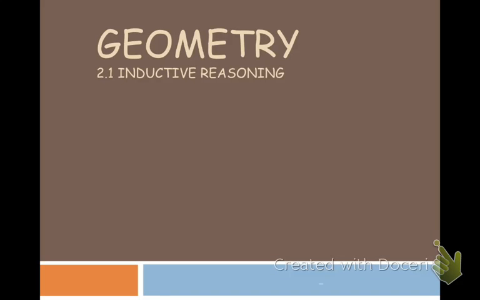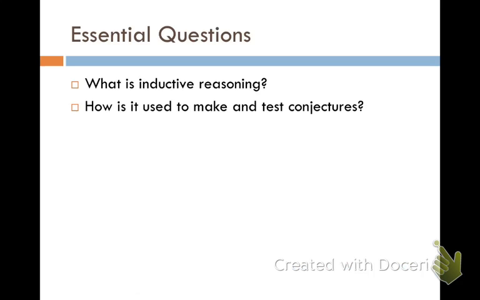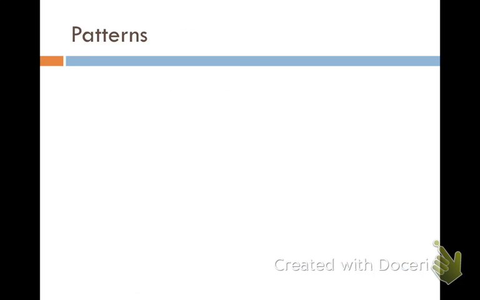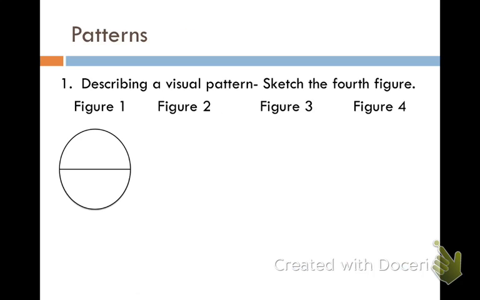This video is going to focus on inductive reasoning. And the examples are going to try to answer the essential questions: what is inductive reasoning, and how is it used to make and test conjectures? Inductive reasoning has to do with patterns, and so the first example here is to describe a visual pattern and to extend it to sketching an additional figure, the fourth figure.